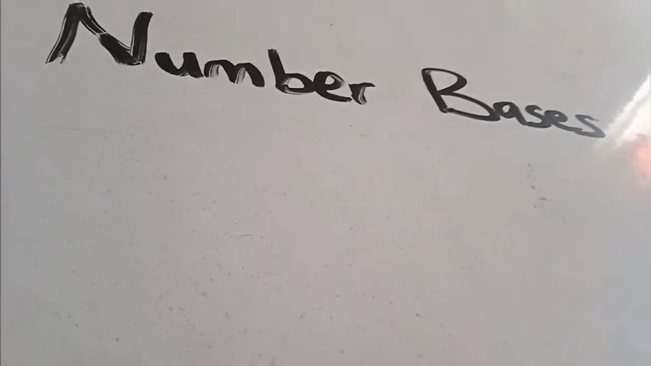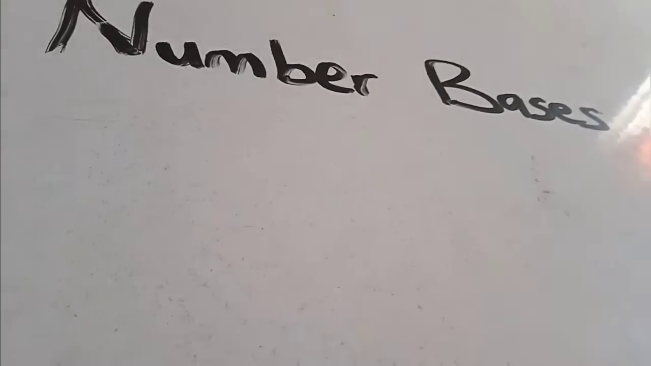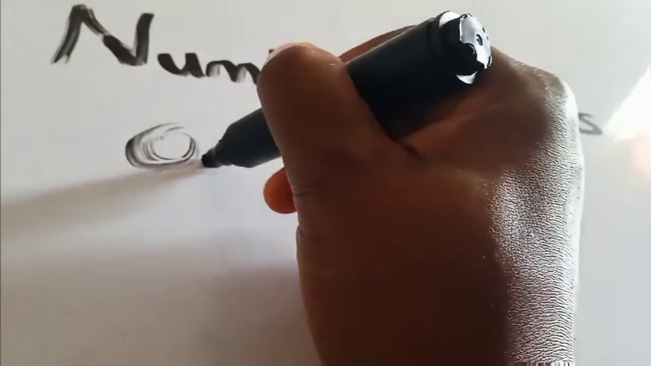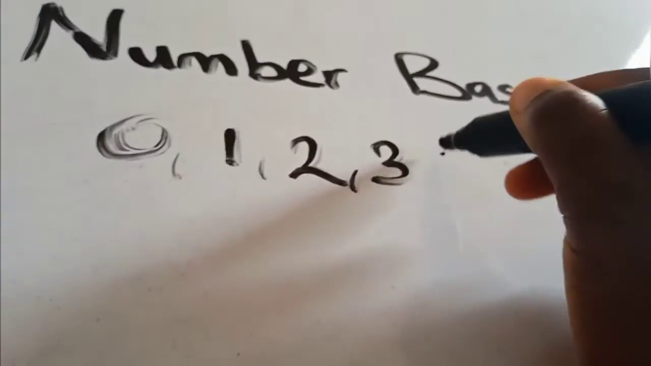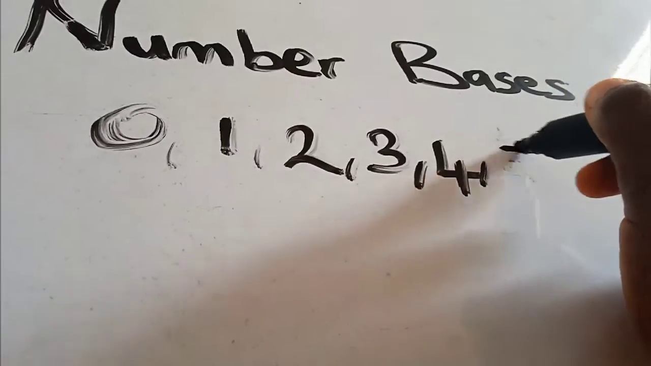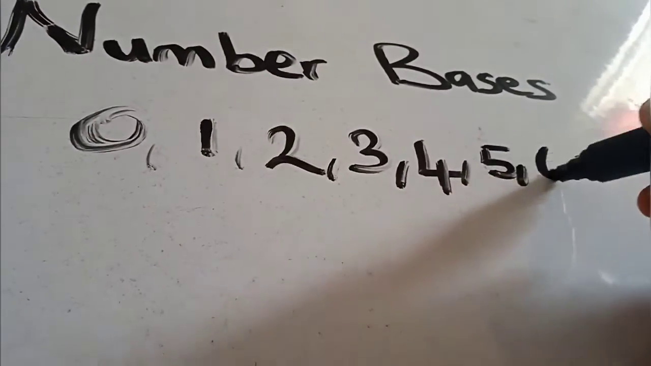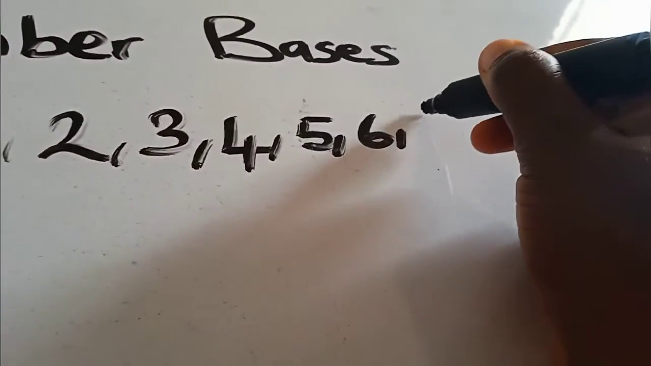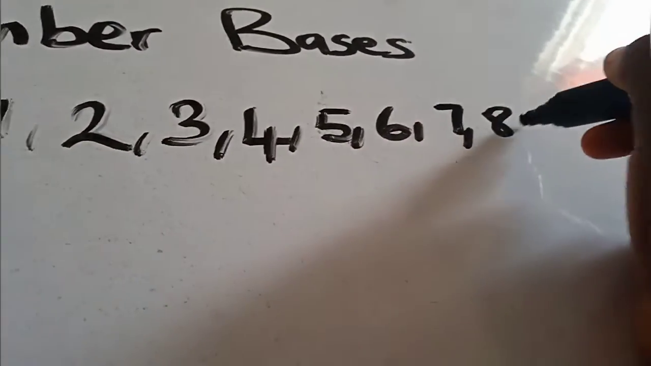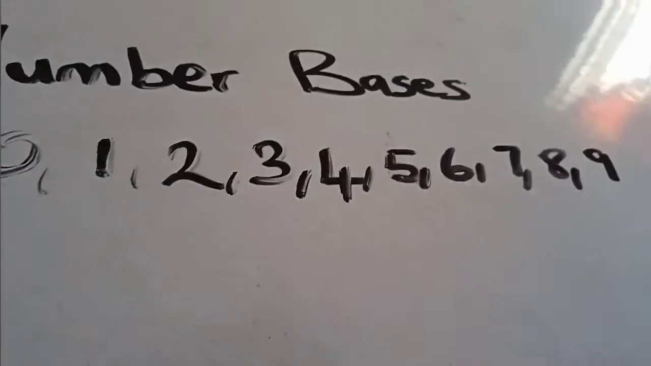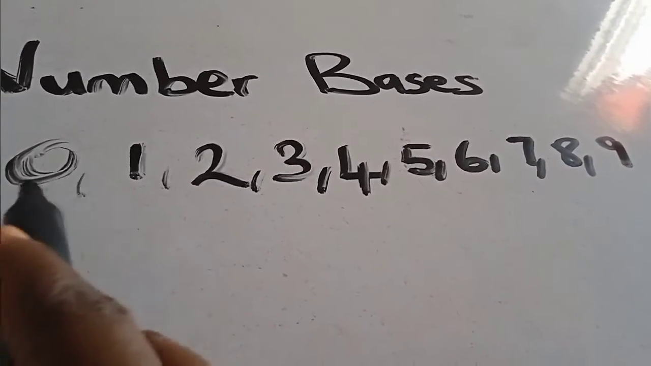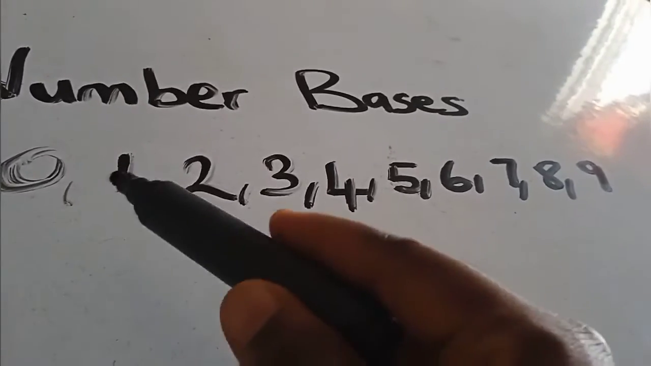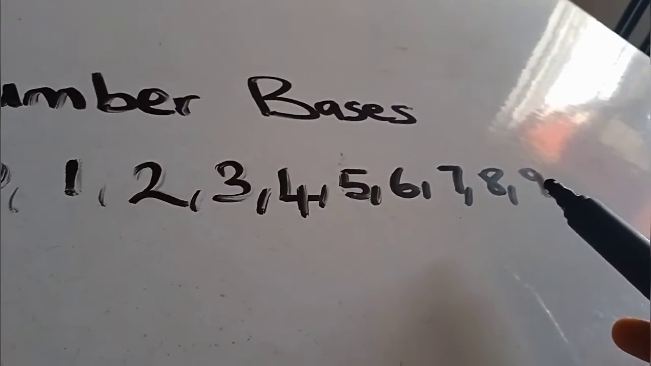We all know the normal way of counting is called base 10. So in base 10, we use the digits 0, 1, 2, 3, 4, 5, 6, 7, 8, and 9. Base 10, which is the commonest base we use, has these digits that make up the number. Any number you write in base 10 will have either of these digits, and it will not exceed 9.